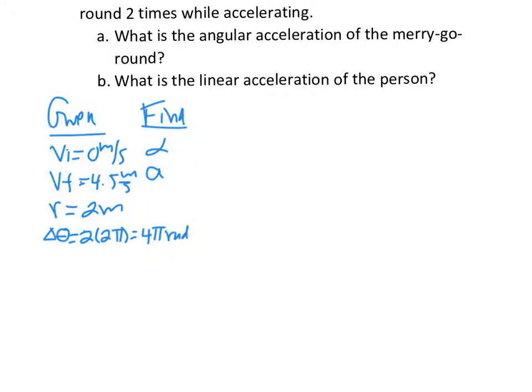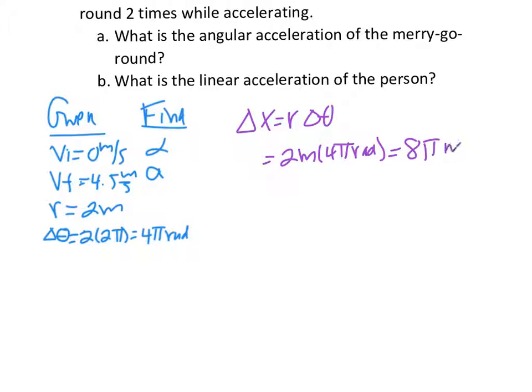Okay, so let's start with the linear. There's no reason why I'm doing this first other than I'm given my linear speeds and this is an easy conversion. So we know that delta x equals r delta theta. So that equals 2 meters times 4 pi radians, or 8 pi meters.